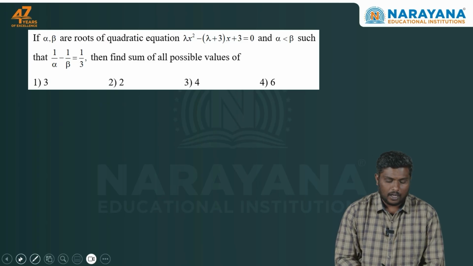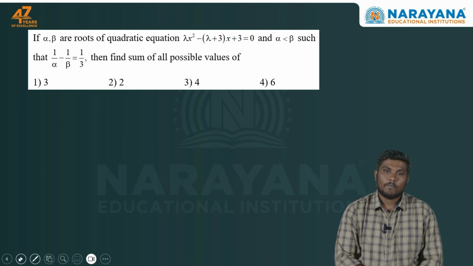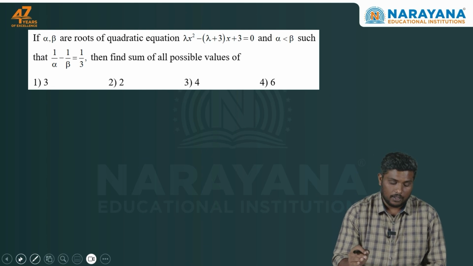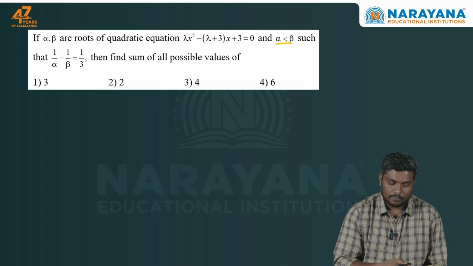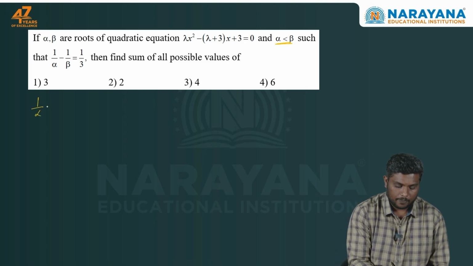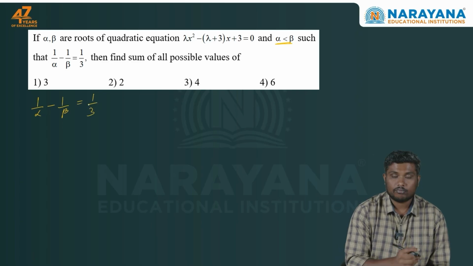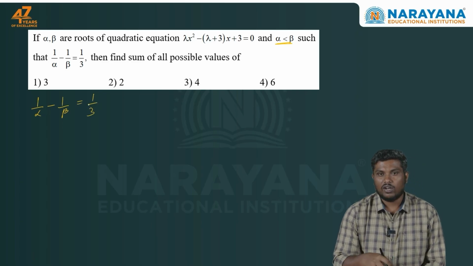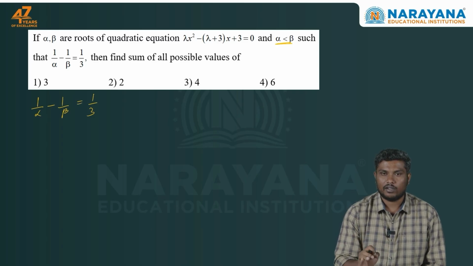If alpha, beta are roots of the quadratic equation, very good. The question is from quadratic equations, and once again it is on simple calculation or fundamentals. Alpha, beta are roots, then there is a lambda unknown here. It is given that alpha is less than beta, such that 1 by alpha minus 1 by beta is equal to 1 by 3. Again, what is the concept involved here? Relationship between roots and coefficients of a quadratic equation.